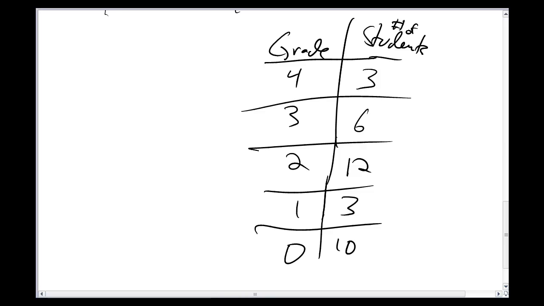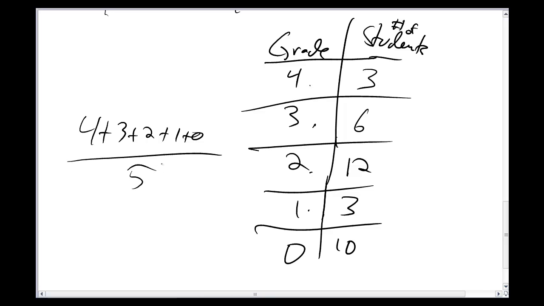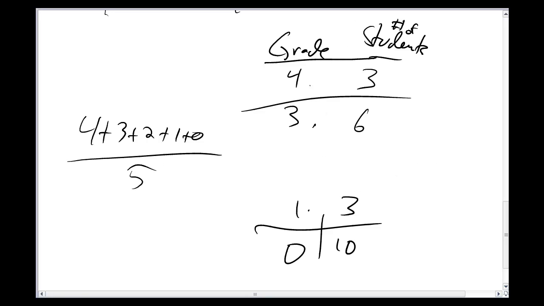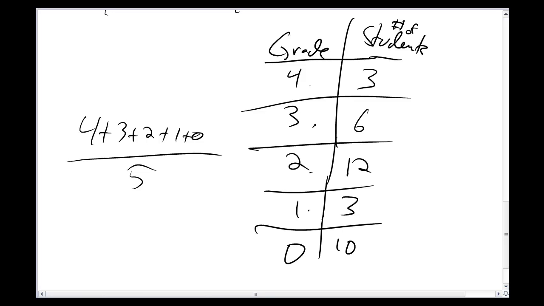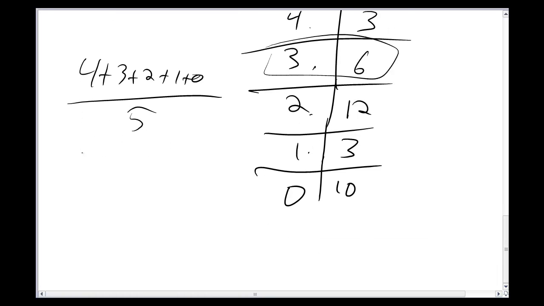So if I'm trying to find the average grade in the course, I can't just do 4 plus 3 plus 2 plus 1 plus 0 and divide it by 1, 2, 3, 4, 5. That's not right. We know it's not right because look, a lot of people were getting 2s. And several people got 3s. So the 3 should count way more than the 1 or the 4. It should count double. And so we have this idea of frequency.